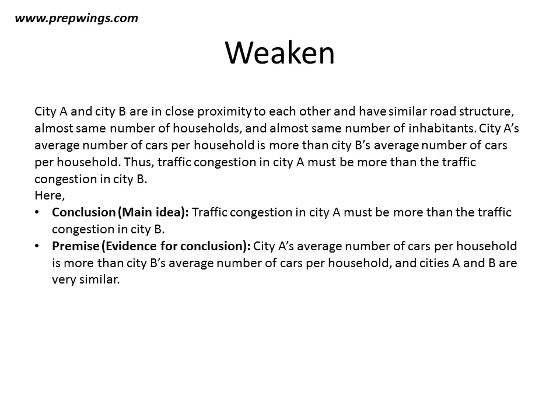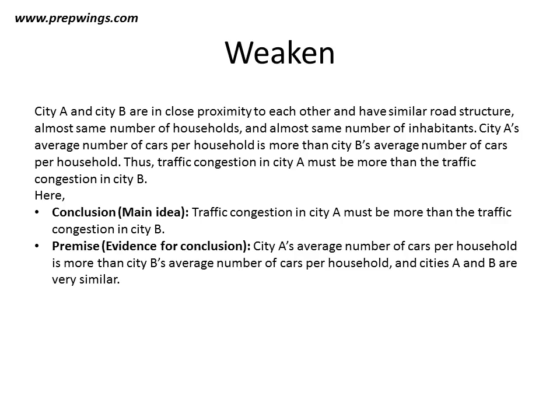Now if you look at the argument, the conclusion or the main idea of the argument is that traffic congestion in city A must be more than the traffic congestion in city B. The premise or the reason for the conclusion is that city A's average number of cars per household is more than city B's, and cities A and B are very similar, because they have a similar road structure, almost the same number of households and almost the same number of inhabitants. So cities A and B are very similar, and city A has more cars than city B. This is the reason for the conclusion.